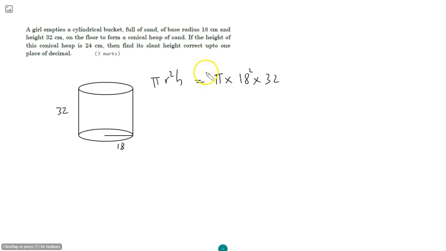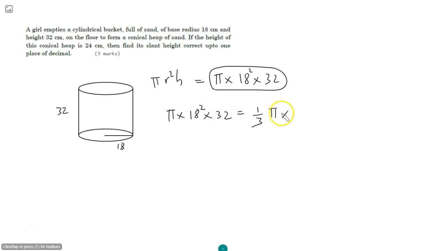So the volume of the conical heap is going to be the same as the volume here, right? So you can say pi into 18 square into 32 is the same as, it's a conical heap. So the volume is 1 by 3 pi r square h, right? So 1 by 3 pi, you don't know the radius of the cone, so let's just take it as r. The height of this conical heap is 24, so h here is 24.